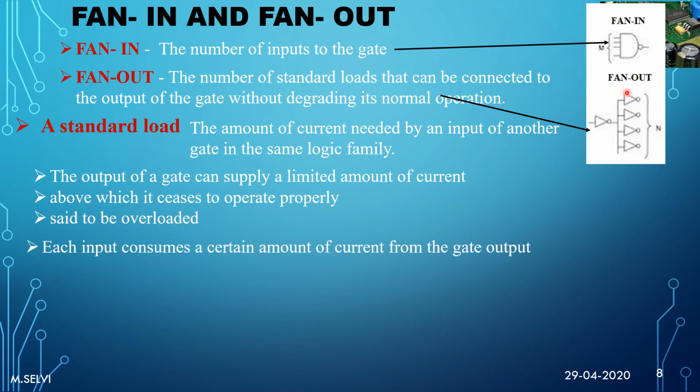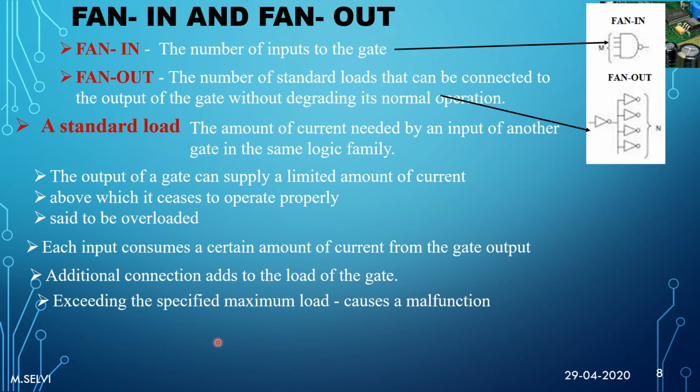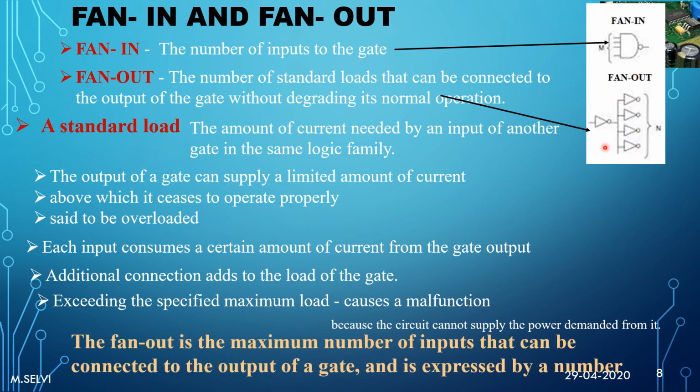From the point of view of the inputs of these four NOT gates, each input will consume a certain amount of current to operate. If we try to connect an additional NOT gate at this output, we call that adding load to the output gate, this one, and exceeding the specified maximum load will cause the malfunction of the total circuit. This is because the output of this NOT gate is not in a position to supply the required amount of power demanded by the connected four or five NOT gates.